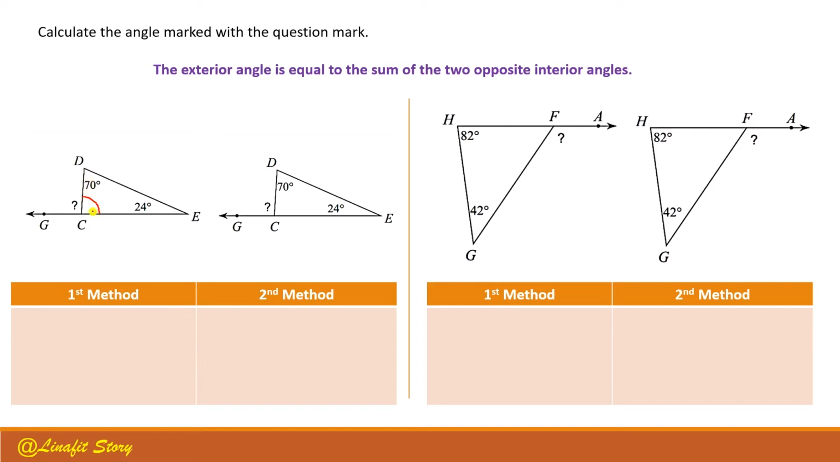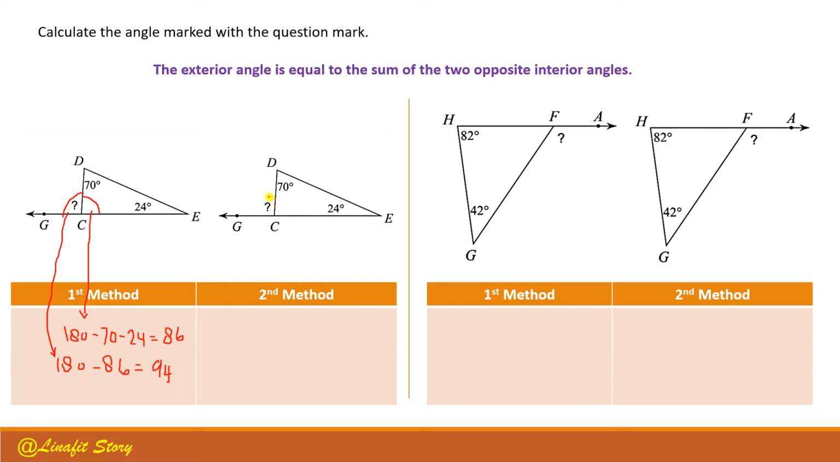DCE. The sum of angles in a triangle is equal to 180 degrees. So DCE is equal to 180 minus 70 minus 24, which is equal to 86 degrees. And then over here, these are angles on a straight line. So to get DCG, it is equal to 180 minus 86, which is equal to 94.